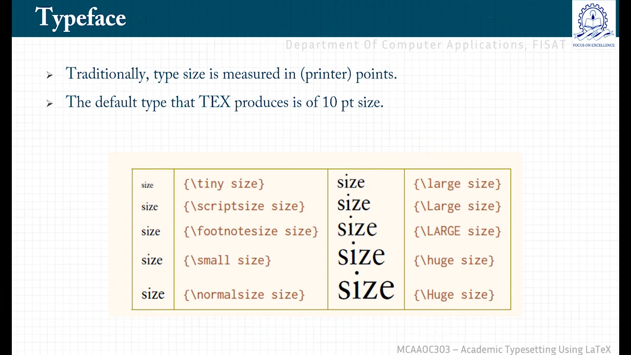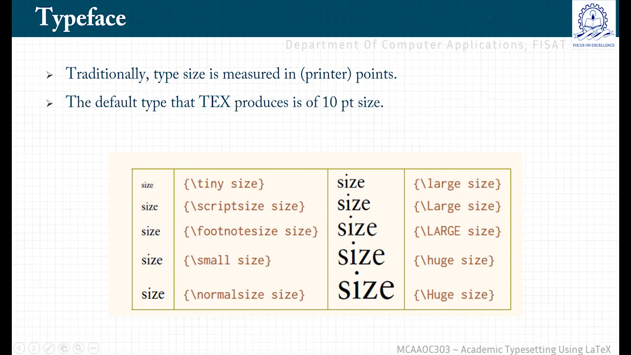We have seen all these things, pt and all. The default type that LaTeX produces is 10 pt. There are some declarations provided in LaTeX for changing the type size. Apart from that, 10 pt, 11 pt, 16 pt and all, it is given in this table. See, we have different types of size. If I use \tiny and after that text, it will be printed in tiny size, and there are different other sizes also: script size, footnote size, small size, and the largest size is huge size.